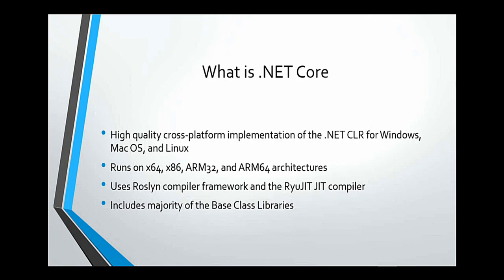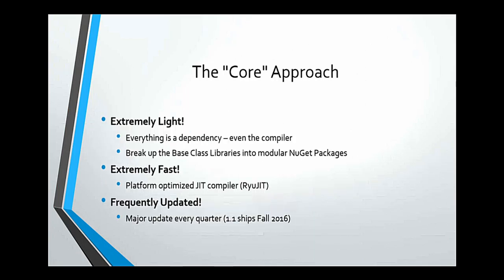It includes the majority of the base class libraries. When I say majority, when they left stuff out, they're trying to only leave out stuff that is platform specific, e.g. there's no reason to port over Windows registry to a Linux box. There's no concept of registry. It wouldn't make any sense. But everything that does kind of make sense, they've tried to port it over. So that's the what.